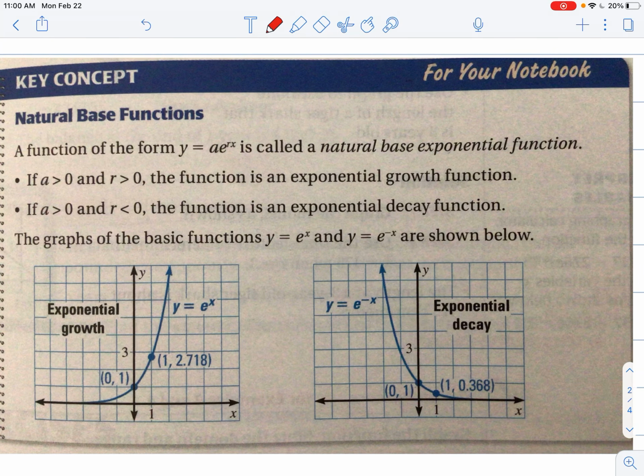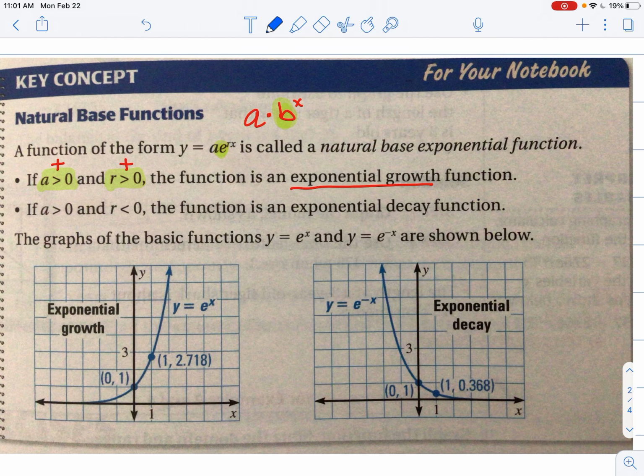So a function in the form of a times e to the rx, remember your base is the number e, is called a natural base. This is not unlike the same shape as we've been talking about, a times b to the x, where b was just a number. e is also just a number, it's just a specific number. So if a is greater than 0, we call that positive, and r is greater than 0, we also call that positive, the function is exponential growth.